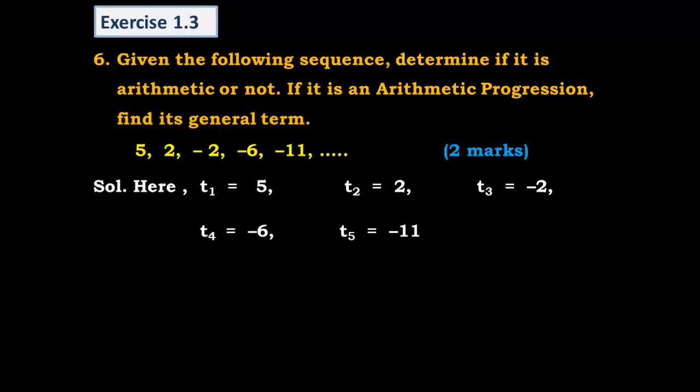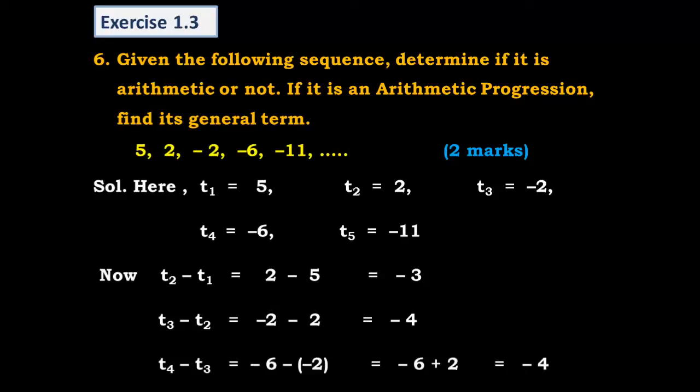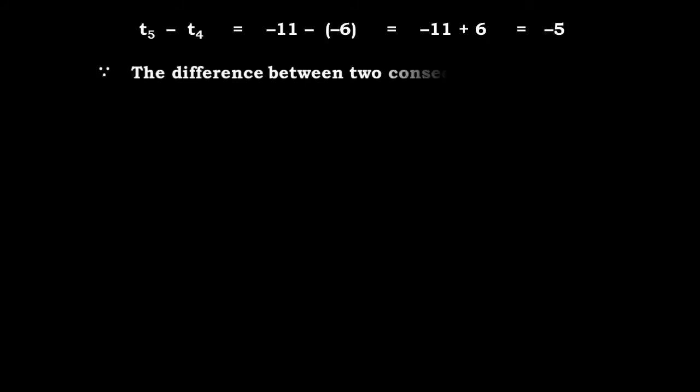So first we have to find the common difference. T2 minus T1: 2 minus 5, minus 3. T3 minus T2: minus 2 minus 2, it will become minus 4. And T4 minus T3: minus 6 minus minus 2, that is minus 6 plus 2, which is minus 4. T5 minus T4: minus 11 minus minus 6 is equal to minus 11, minus minus becomes plus 6, which is equal to minus 5. That means the difference between two consecutive terms is not a constant.